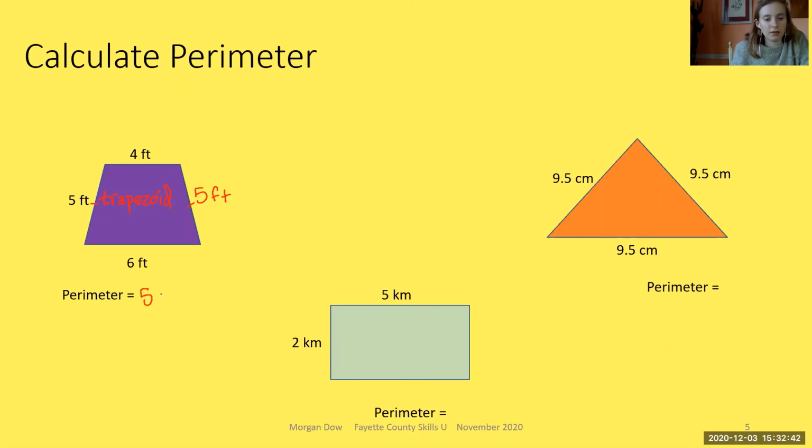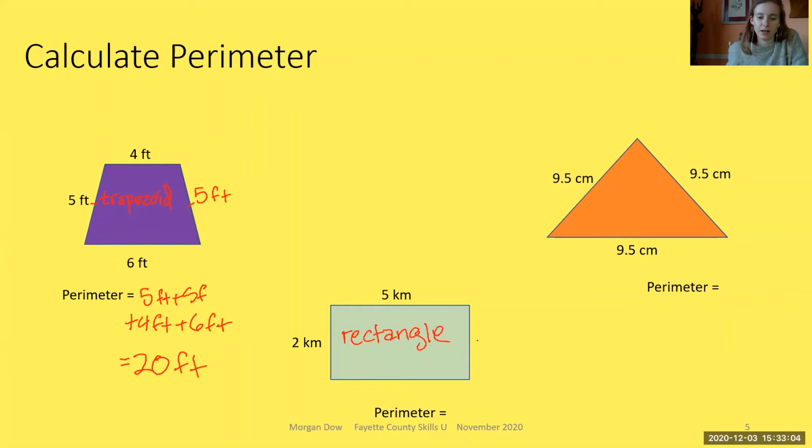So I'll do 5 feet plus 5 feet plus 4 feet plus 6 feet. All together gives me a perimeter of 20 feet. All right, now on to this rectangle. I'm going to fill in my missing sides here. So 2 kilometers and 5 kilometers.